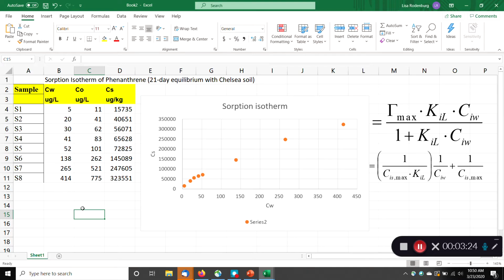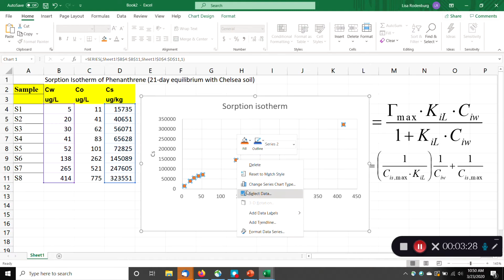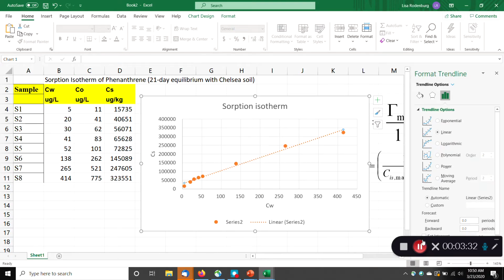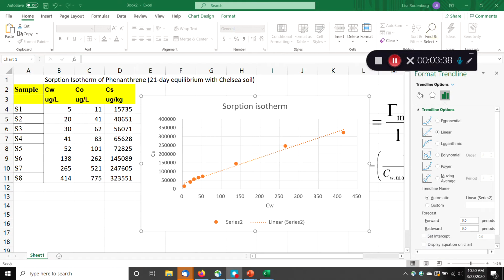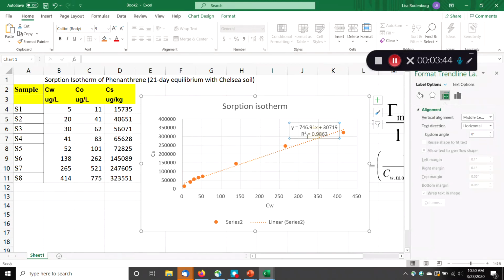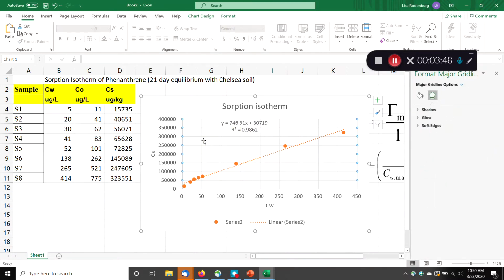What does it look like to you? Well, it looks kind of linear. One thing we could do is just right-click here and add a trend line. And I have a little thing here that shows me what I'm recording, and I have to move it out of the way. Okay, there we go. So we could display our equation and our R squared on the chart. So our R squared, if we assume this is a linear isotherm, would be 0.986, which is not bad.